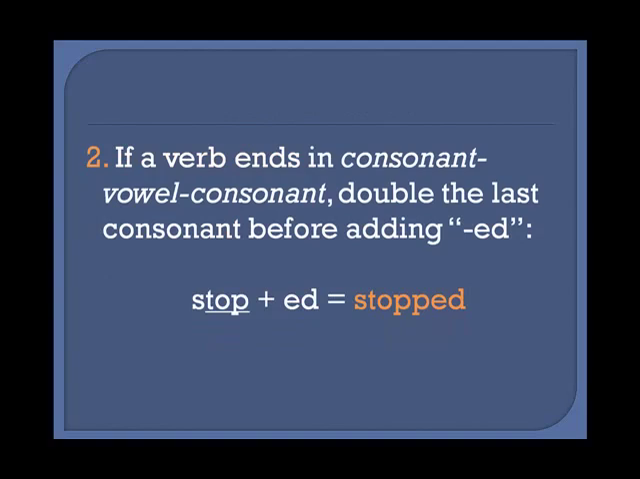Rule 2. If a verb ends in consonant, vowel, consonant, double the last consonant before adding ed. Stop is a good example. It ends in t-o-p, consonant, vowel, consonant. So we're going to double the p and then add ed, and we get stopped.